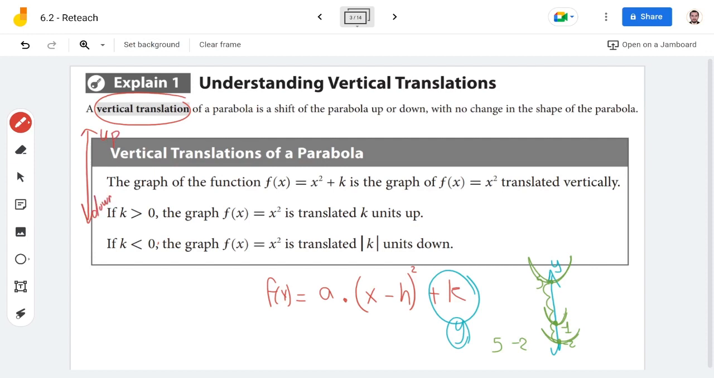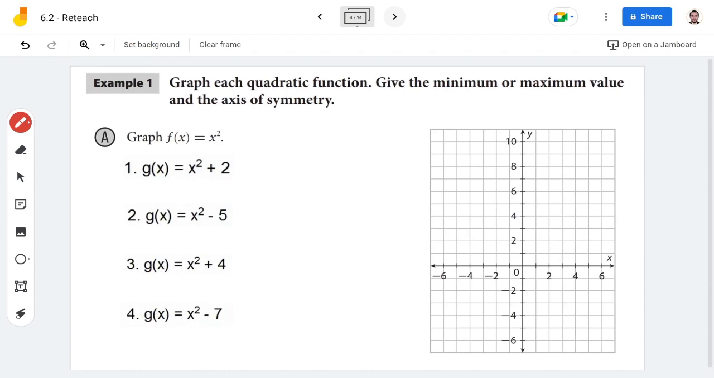If k is greater than 0, which is positive, that means we translate it up. If k is less than 0, which is negative, that means we translate it down. Now let's take an example to make you understand.